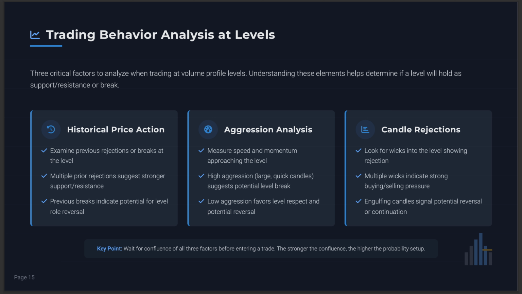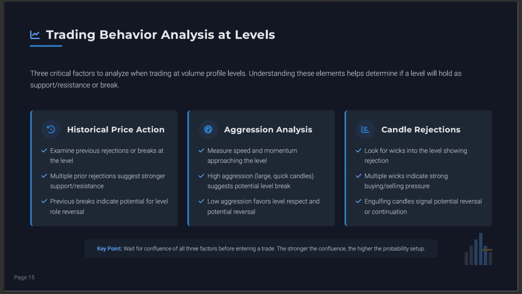Factor 2. How aggressive was the move into the level? This is crucial. If price slowly grinds toward a level with normal candles, that's very different from price slamming into a level with huge displacement candles. Aggressive moves often lead to level breaks, while measured moves often lead to bounces.